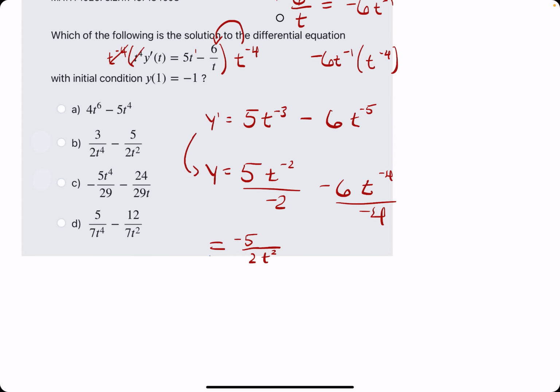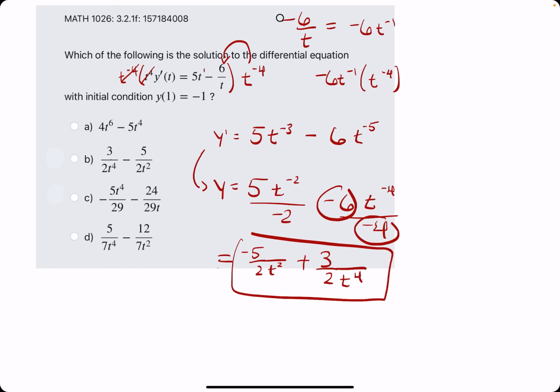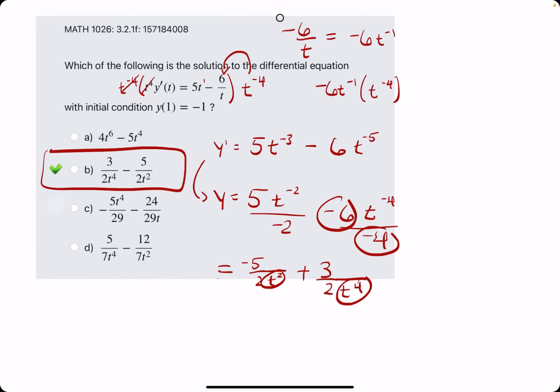Rewriting t to the negative 2 in the denominator as t to the positive 2, and then negative 6 over negative 4 is a positive, and then 6 over 4 is 3 over 2, and then t to the negative 4th is equivalent to t to the positive 4 in the denominator. So which one has a 3 over 2? Which one has a negative 5 over 2? And as long as the t terms match up, we're in business. All right. So B is our answer here.